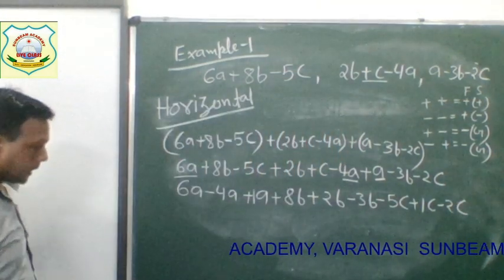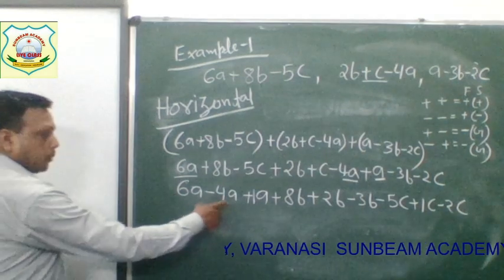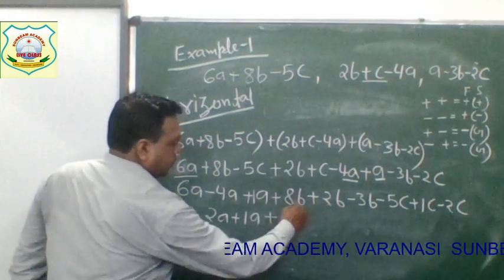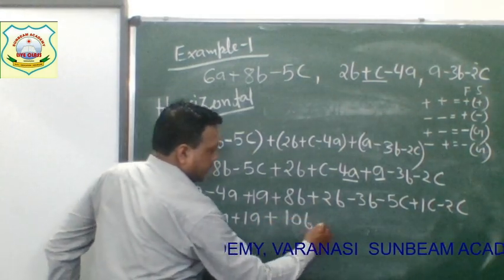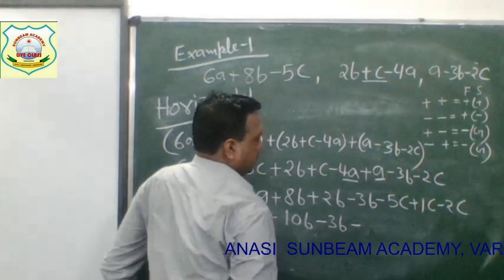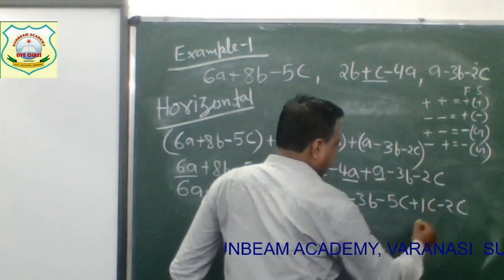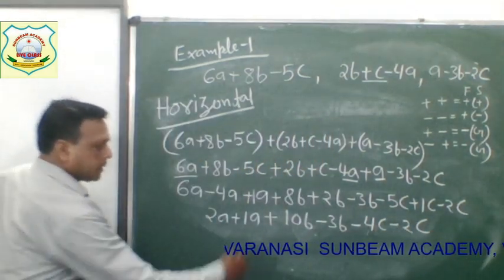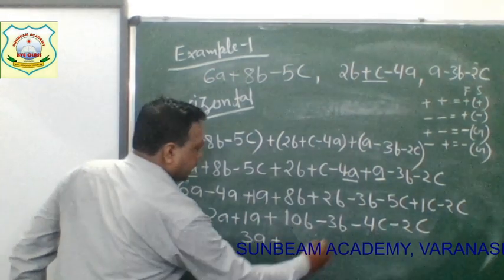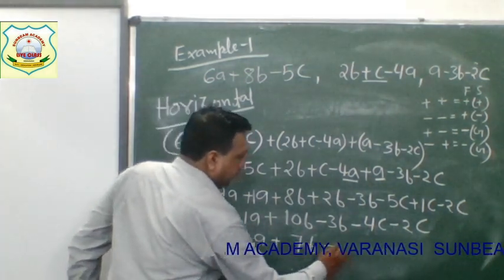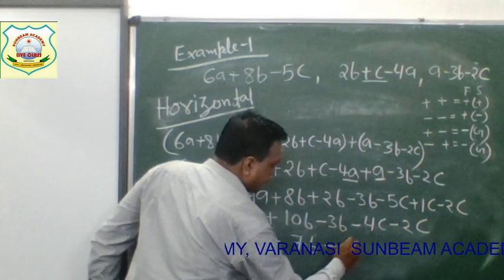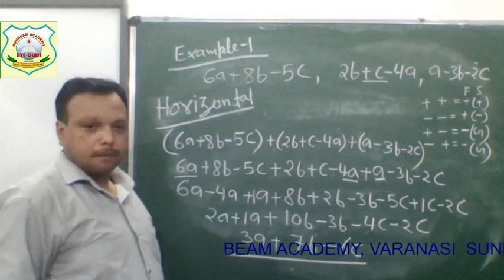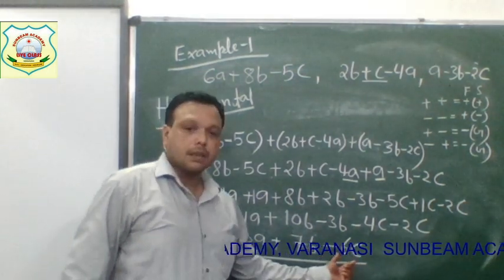This way. 6a minus 4a, that is 6 minus 4, 2a, plus 1a. 8 plus 2, 10, 10b minus 3b. Minus 5 plus 1, that is minus 4c, and minus 2c. 2a plus 1a, that is 3a. 10b minus 3b, that is 7b. Minus 4c minus 2c, that is minus 6c. Sure, you can check your answer. I think the same answer has come: 3a plus 7b minus 6c.